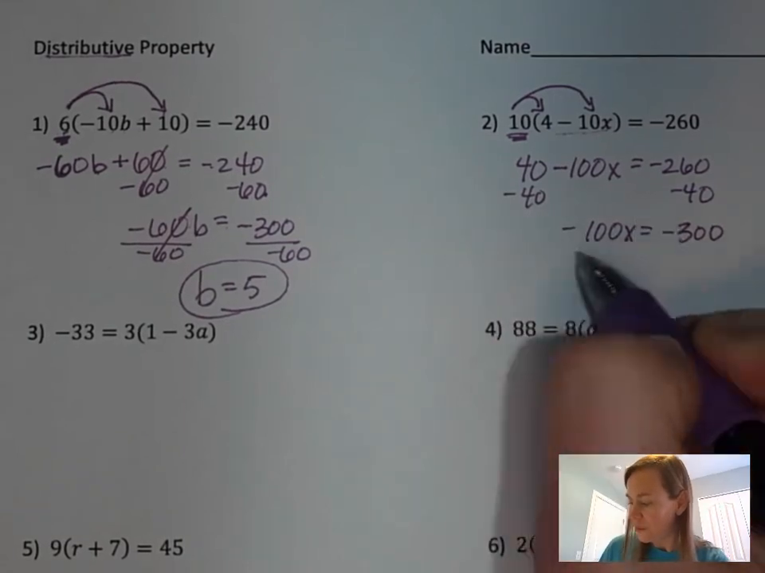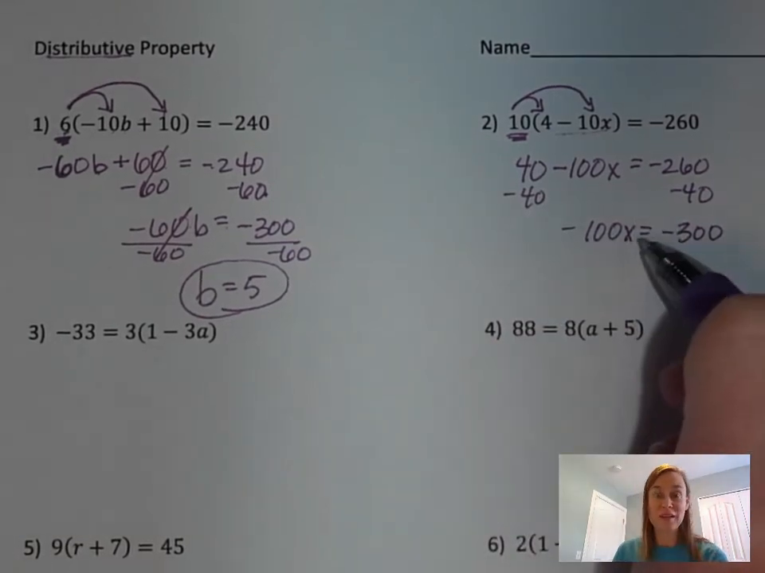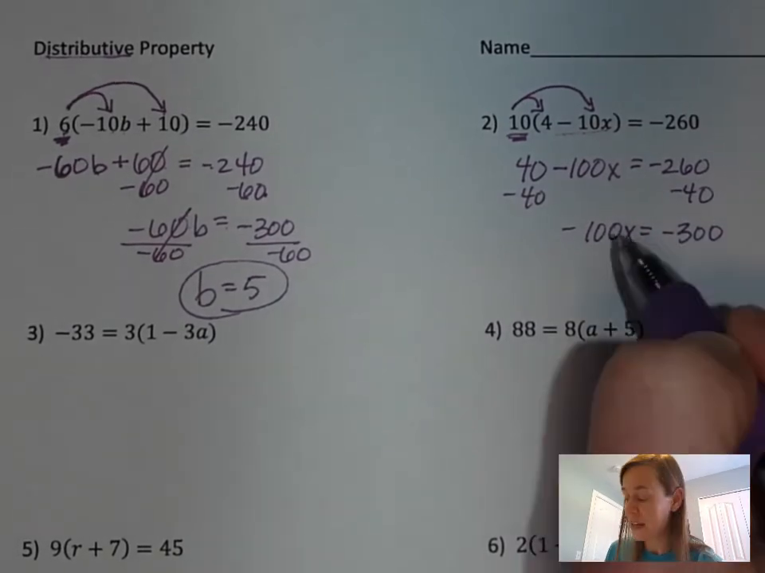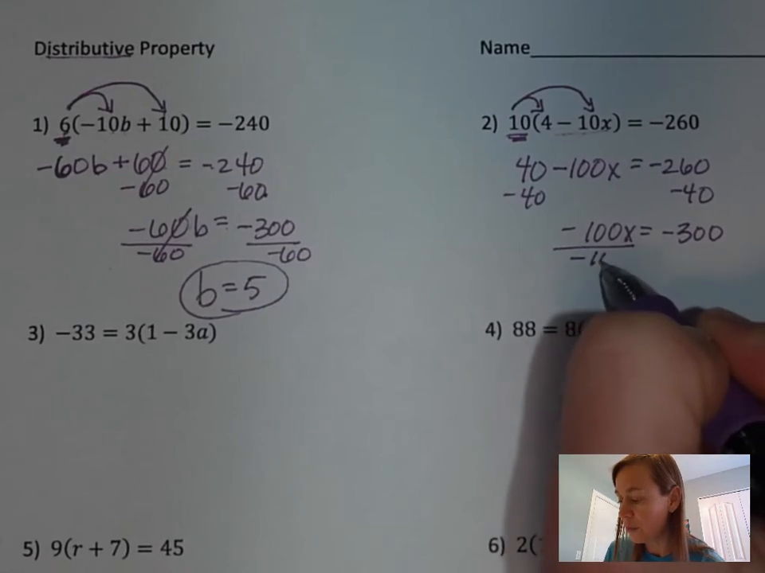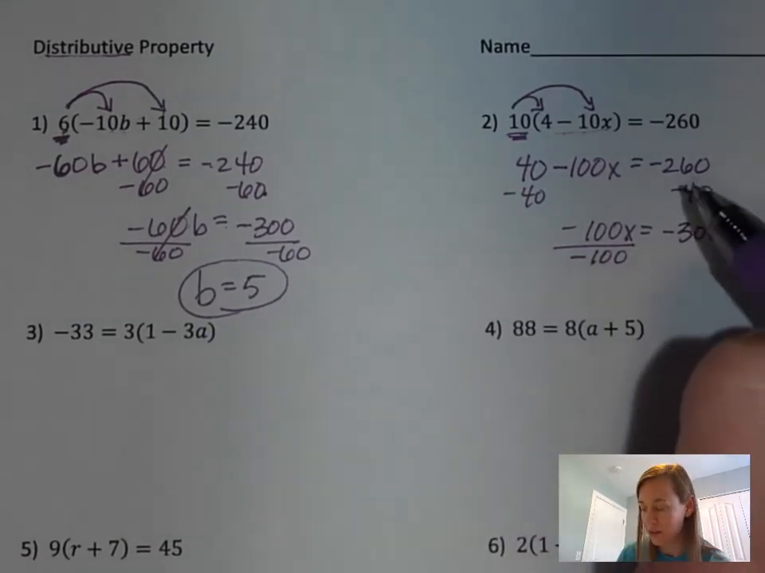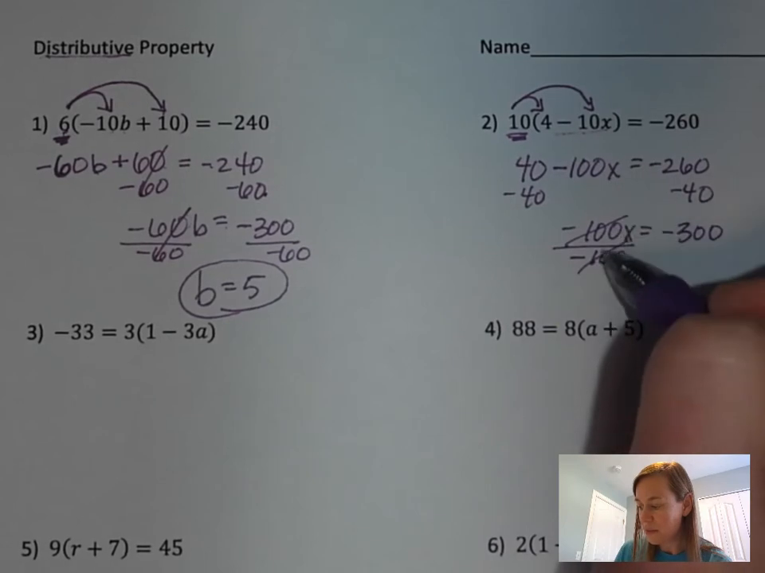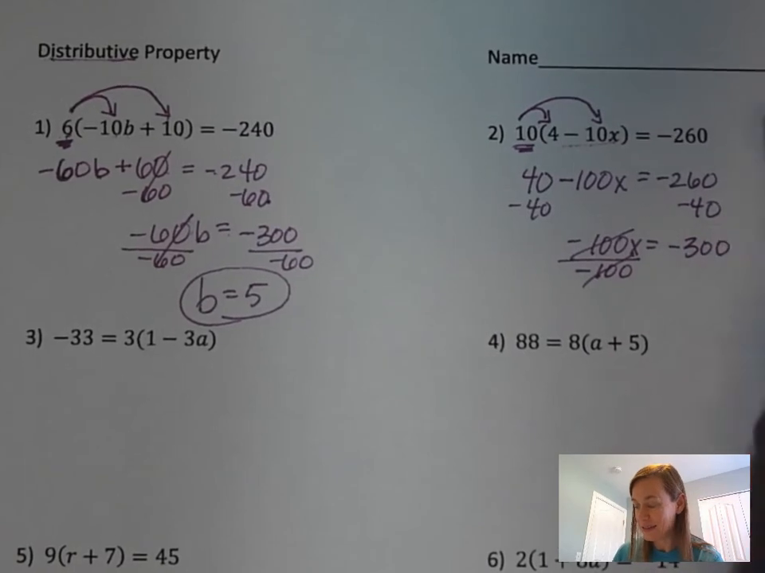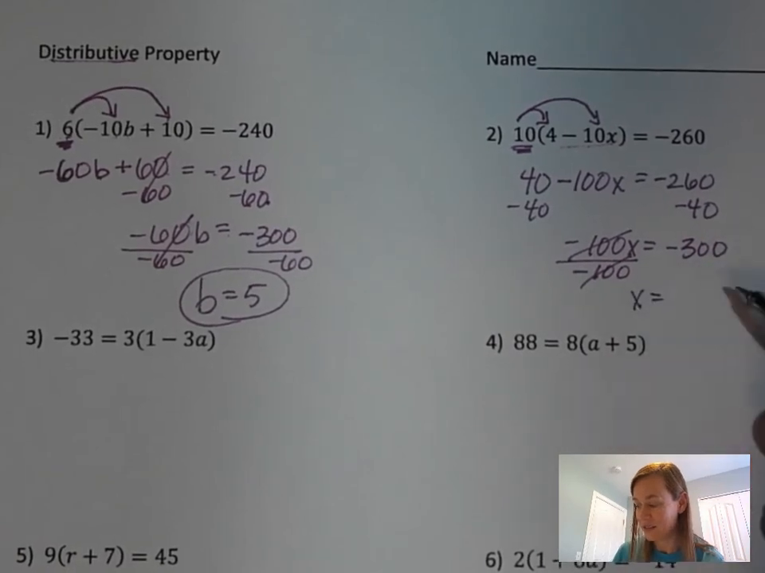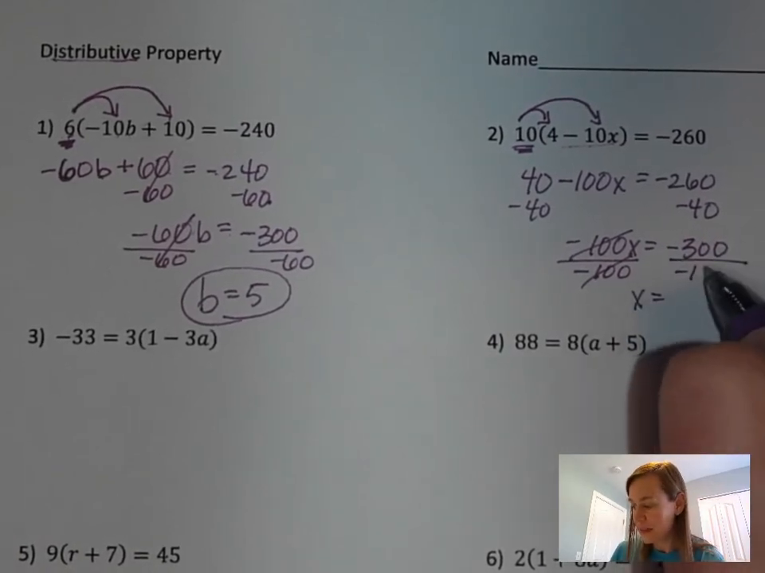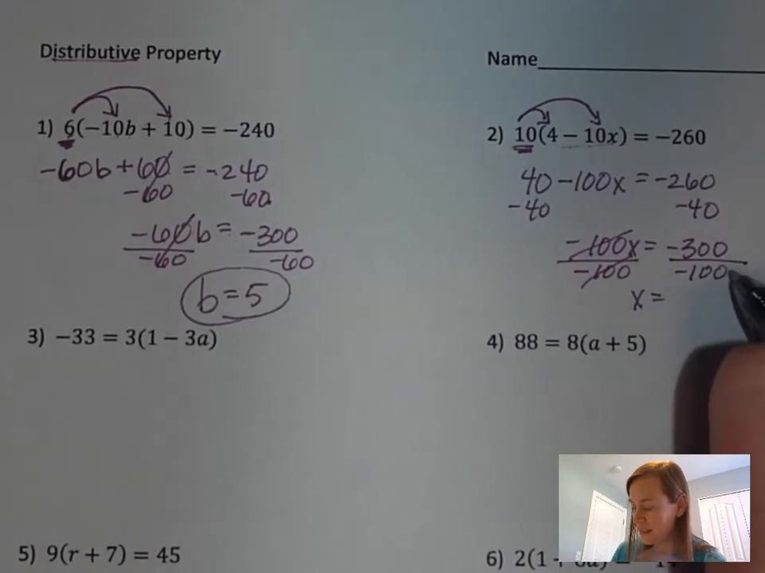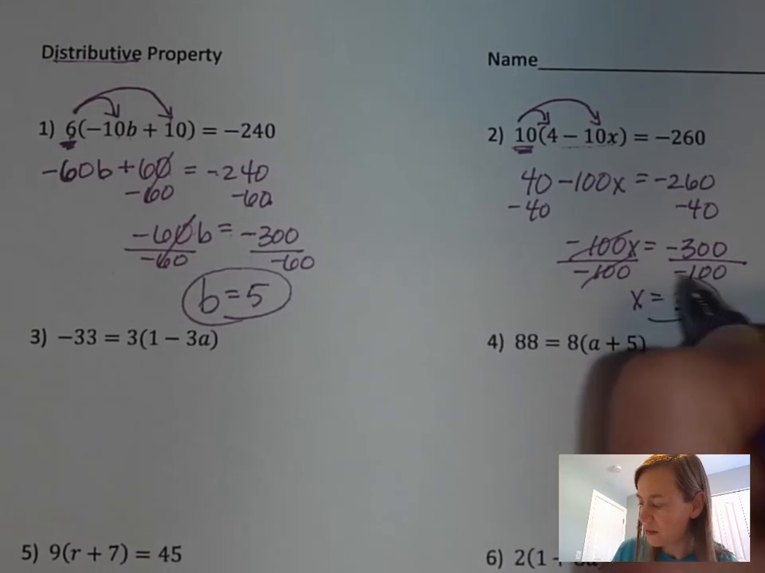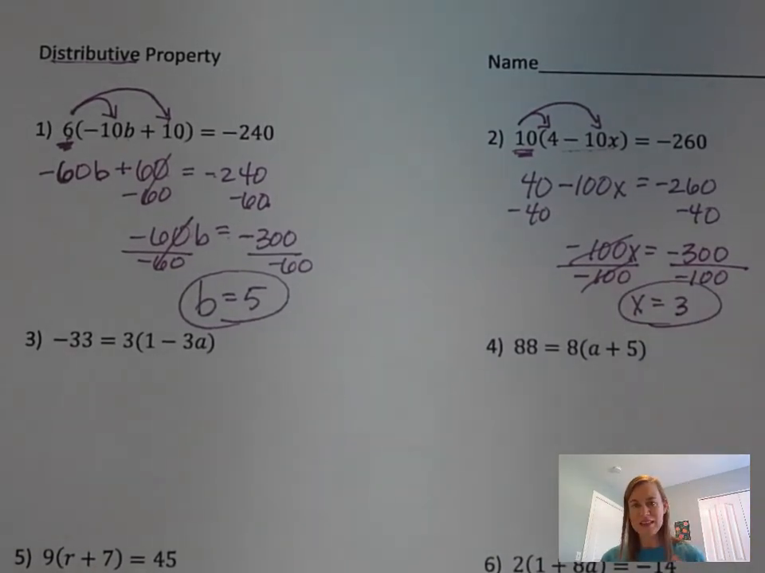Now, what is going on here? We need to get rid of that 100x, the negative 100x. Right now it's multiplying to the x, so we're going to do the opposite, which is dividing. So we're going to divide by what we want to get rid of, which is just the negative 100. When you divide those, they become 1, and 1x is the same thing as x, so you're just going to write an x down here. Now, don't forget what you do to one side, you have to do to the other side also, so we're going to divide this side by negative 100 also. When you divide that out, you'll just get a 3. Okay, so that's how that's done.